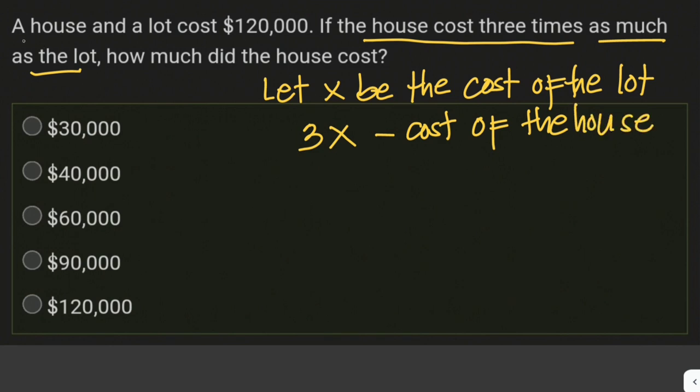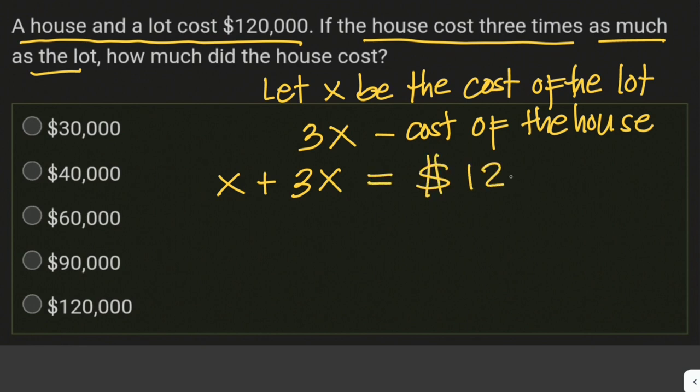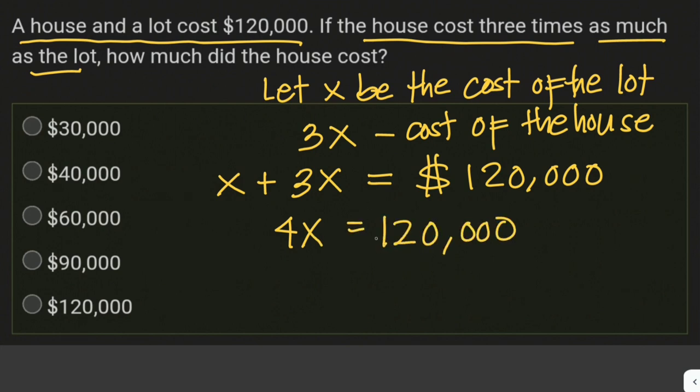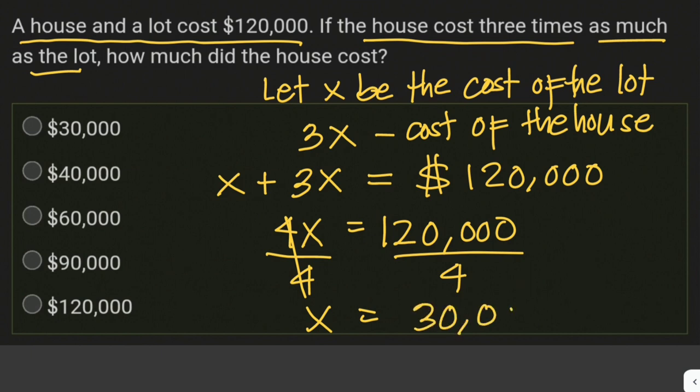And then it's stated in the problem that the cost of both the house and lot is $120,000. So we can just add up the cost of the lot and the cost of the house, and then equate this to $120,000. Now we can solve for x, which is the cost of the lot. So this is just 4x equals 120,000 divided by 4, and this gives us 30,000.